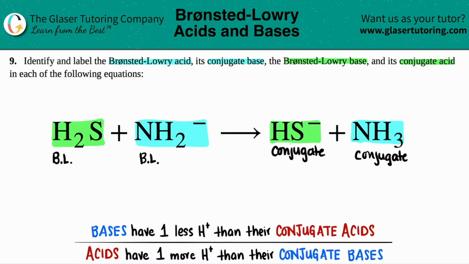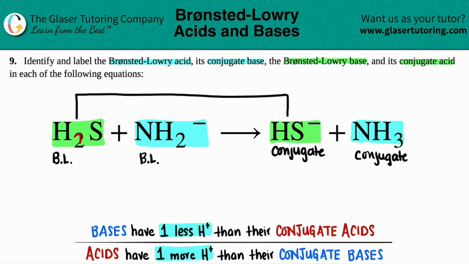Now we're going to actually pick out the acid and the base. It doesn't matter what pair we're looking at. Let's look at the greens first, H2S and HS minus. Now remember, acids always have one more hydrogen, one more hydronium ion than the conjugate base, and vice versa. Bases will always have one less hydrogen. So you just got to look at those hydrogens.